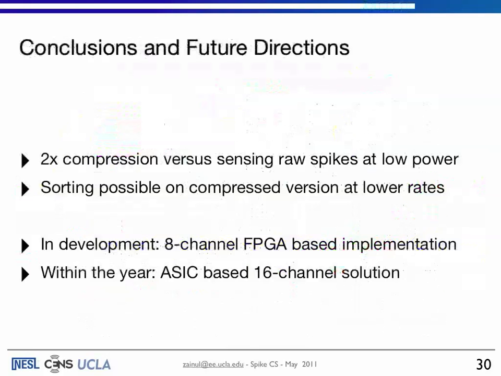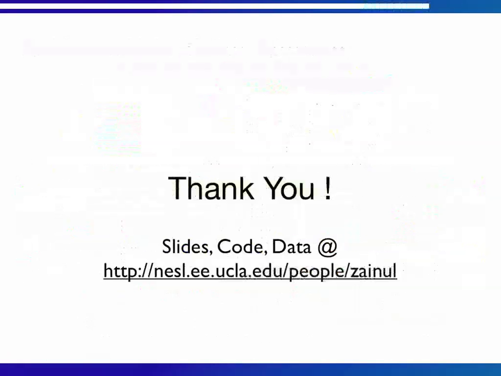And that's pretty much it. We've demonstrated that you get a 2x compression for compressing the spikes for a fairly decent SNR. And if you want to do only sorting, you can do it at even lower rates. And you don't need to do very much on the transmitter side. We have an 8-channel FPGA implementation right now, and since we have a circuits group, they're building the ASIC for a 16-channel version as well. And all the code and the data is at my webpage.